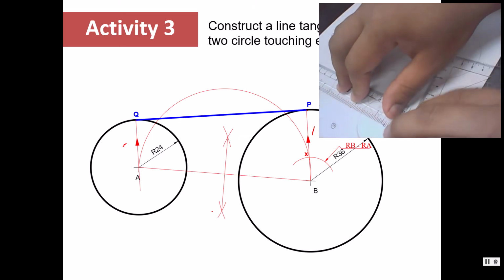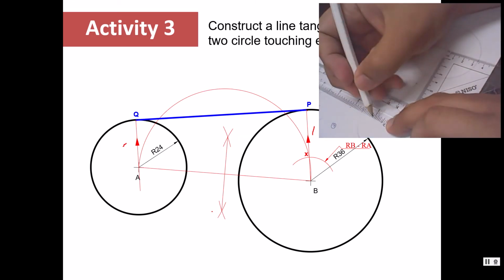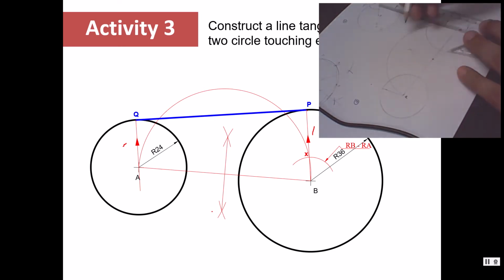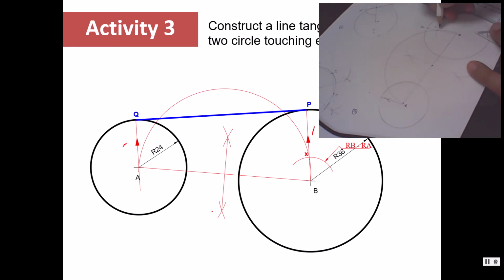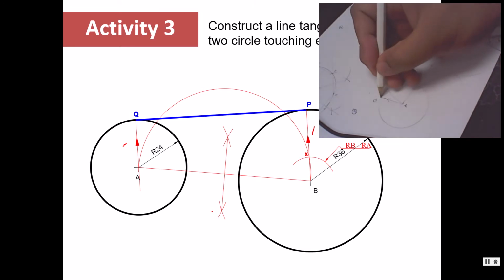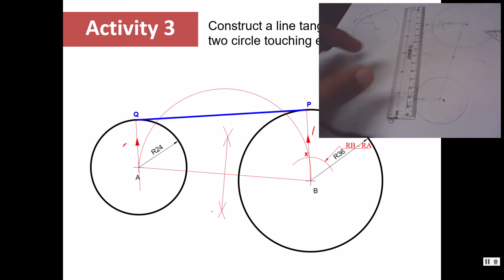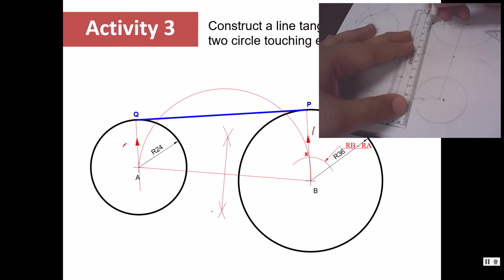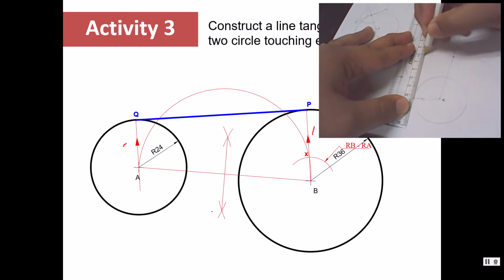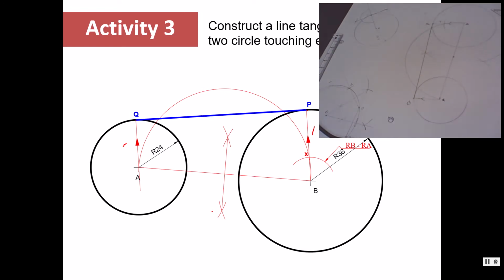Okay, something like this. So from point A to point B, this line and this line should be parallel. So this is Q point, this is P, so this is the tangent point. So the last step is to connect these two points by a tangent line. Okay, so this is the tangent line that we want, touching these two circles externally. So this is the tangent line at the end. Okay, so that's for activity 3.